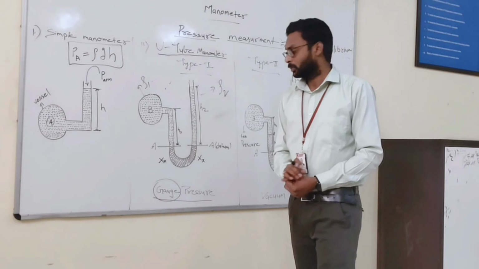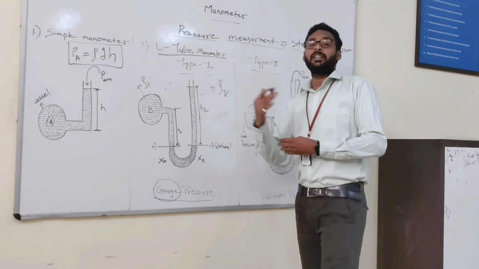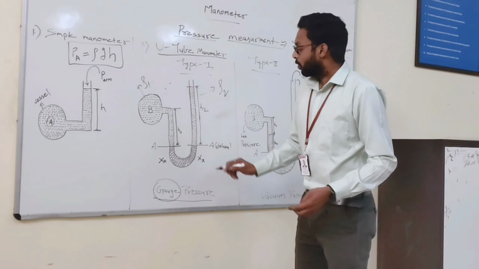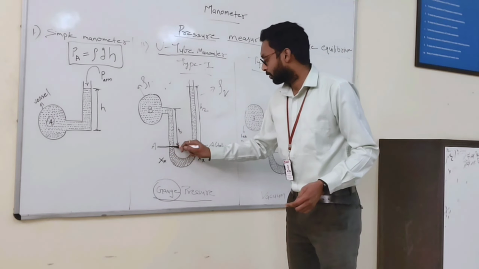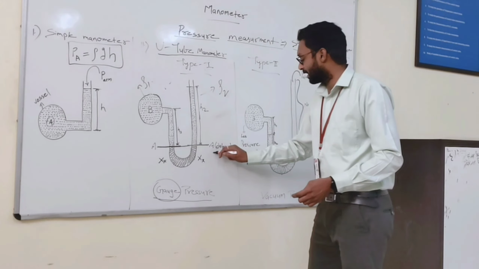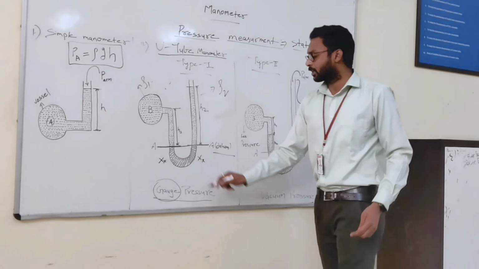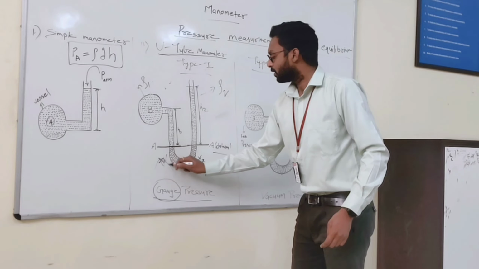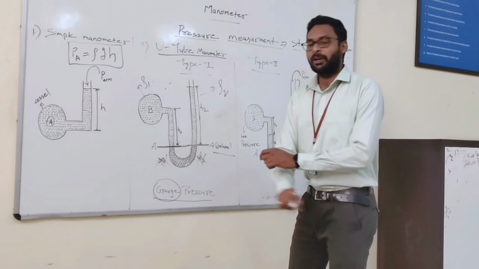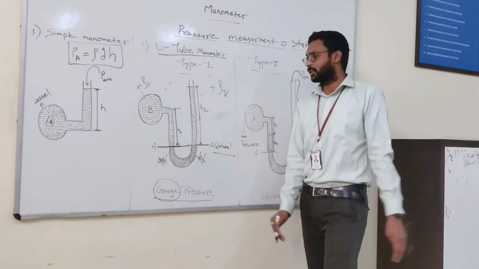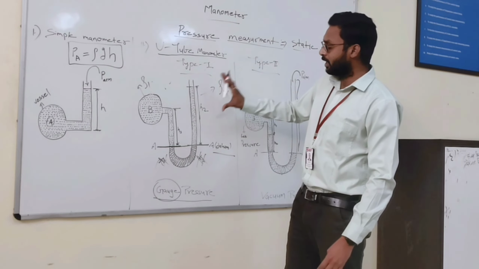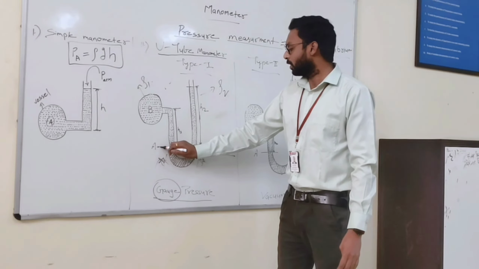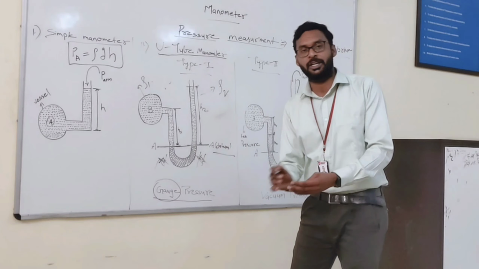The second liquid height is from here to here, but when it comes to the calculation part, we will have a reference line that we call a datum. Below the datum, we will not consider the values. We only consider the values above the datum line, which we can call the reference line.